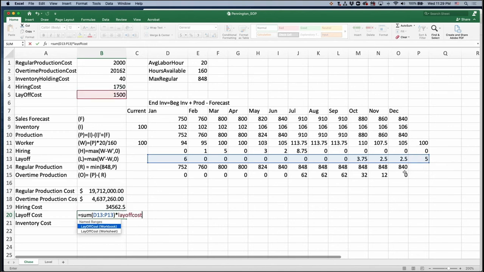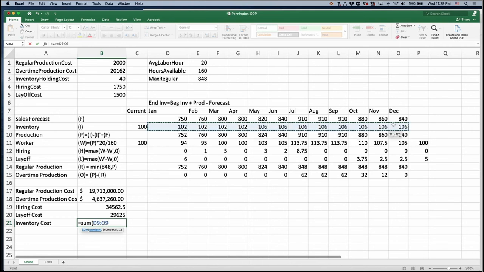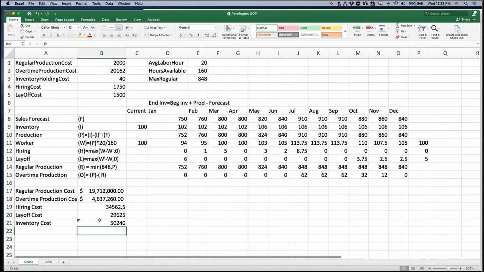Finally, for the inventory holding cost, you add all the inventory levels, and multiply by the unit inventory holding cost. You can choose this one. Then you can change to dollar units, and finally the total cost is equal to the sum of all these.